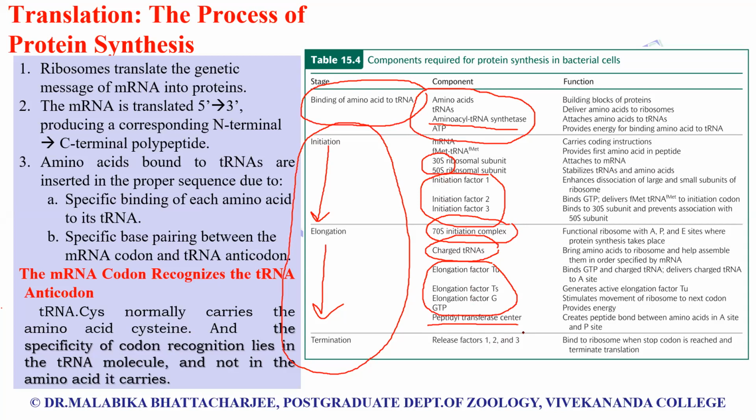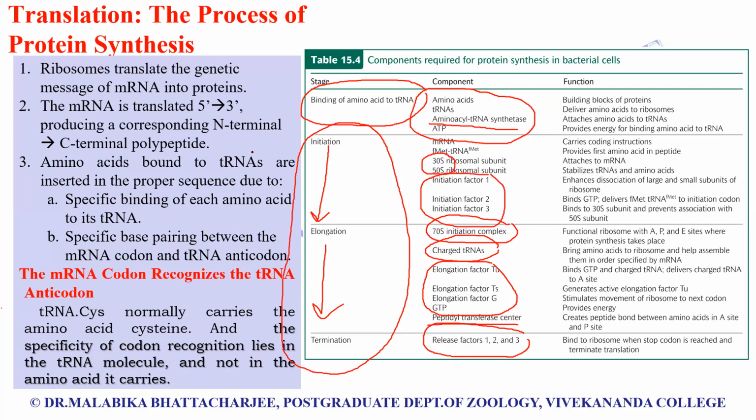And finally, when we come into termination, there is the release of the mRNA from the ribosome, release of the polypeptide from the ribosome, and the opening up of the ribosome. So that is again facilitated by certain proteins known as release factors.